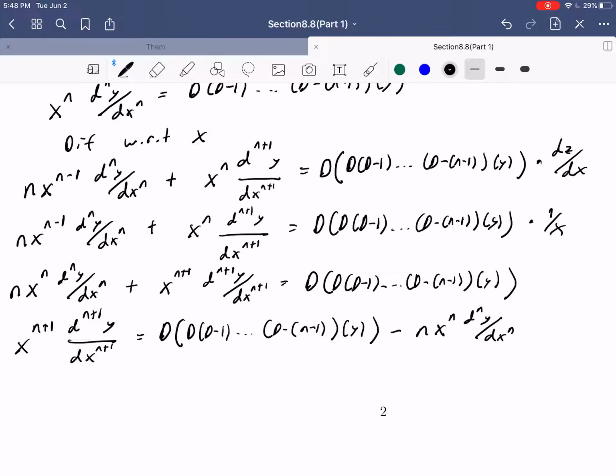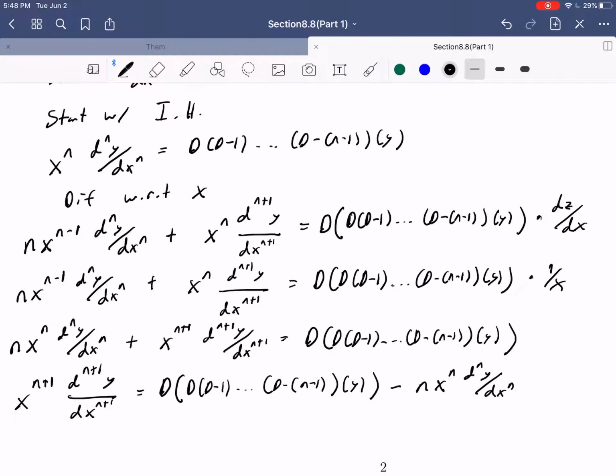Okay, now actually, this is a sort of interesting proof by induction because we're going to use the inductive hypothesis twice. We use the inductive hypothesis to start off with this relation. But actually notice that this right here is x to the n times the nth derivative of y with respect to x. So we can replace this with this expression right here. Now we'll do that on the next page to make it a little less messy.